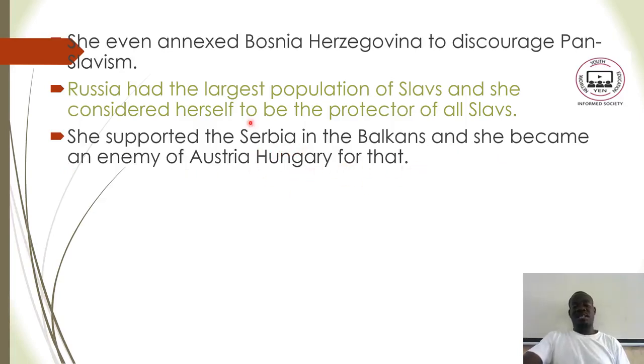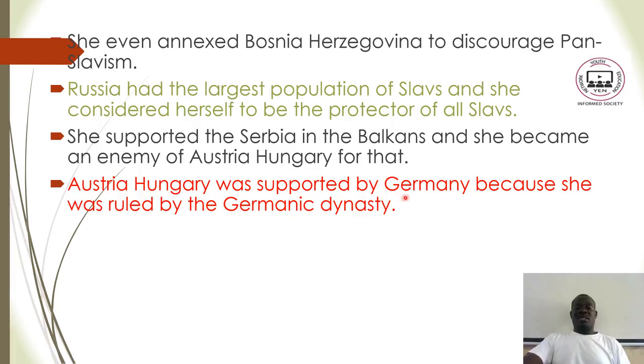So you can see that we're talking of nationalism in the Balkans. When the Balkan states wanted to be independent, it provoked the interest of other bigger nations. We have seen Austria-Hungary was interested in the Balkans because she did not support Pan-Slavism. And here we see Russia. Russia supported Pan-Slavism because she considered herself a protector of the Slavs. Hence, because Russia and Austria-Hungary had different views about Slavism or the independence of the Balkans, they became enemies there.